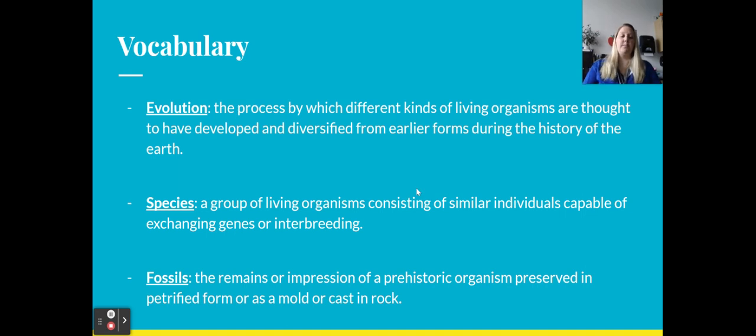Our vocab words for this part of our chapter are evolution, which is the process by which different kinds of living organisms are thought to have developed and diversified from earlier forms during the history of Earth. Second is species, a group of living organisms that consists of similar individuals that are capable of exchanging genes or interbreeding. And fossils, the remains or impressions of a prehistoric organism preserved in the petrified form as a mold or cast in rock.